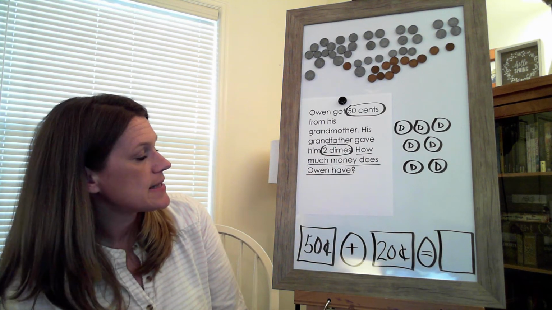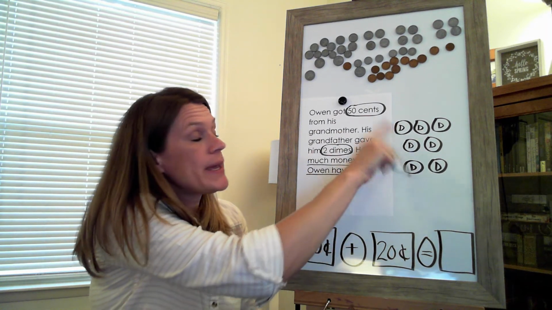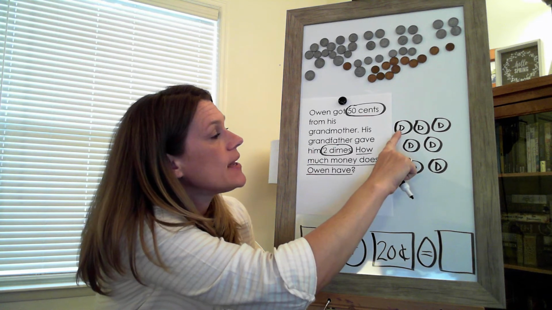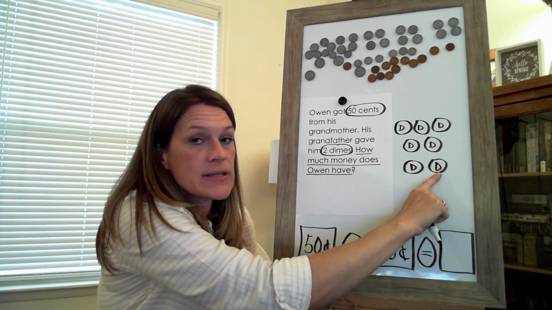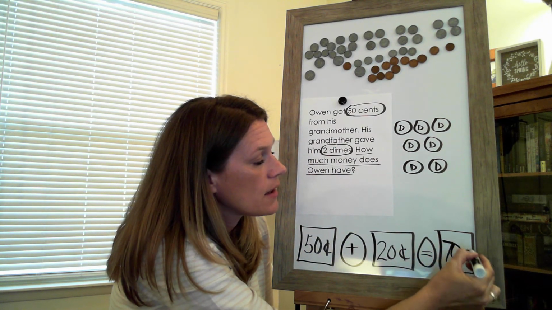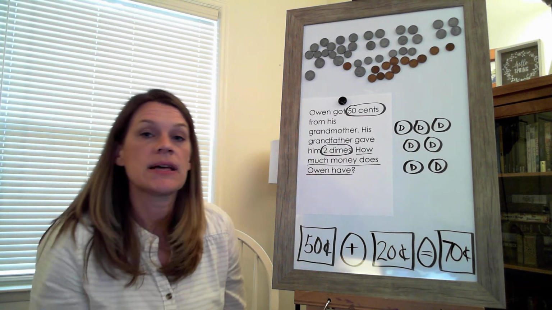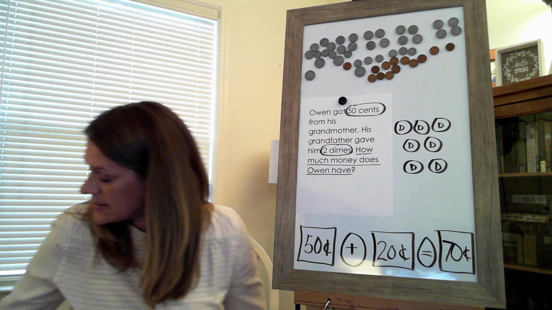20 cents, 50 cents plus 20 cents. So let's add up our money. How do we count when we count dimes? By tens. All right, so let's count. 10, 20, 30, 40, 50, 60, 70. So that's how much money Owen has. 50 cents plus 20 cents equals 70 cents. Well done.